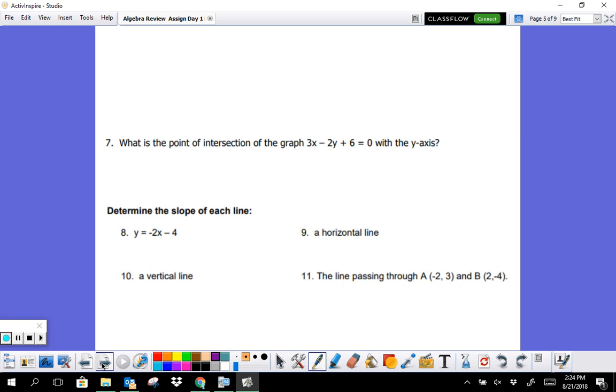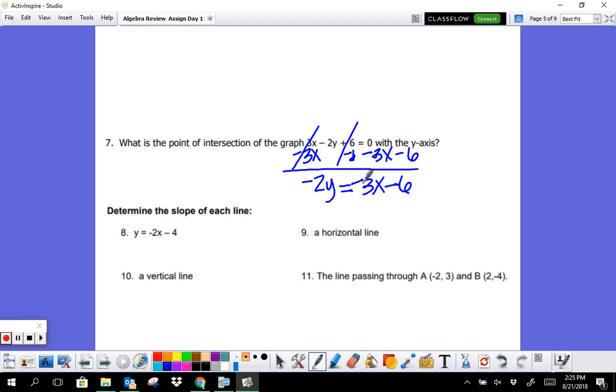Number 7, what is the point of intersection of this graph with the y-axis? So this means we need to find the y-intercept. We can do that easily by getting this into y equals mx plus b. So I'm going to subtract 3x. I'm just moving it over. I'm also going to go ahead and just move this 6, because I can see there's not really anything to combine it with. So this is -2y equals -3x minus 6.